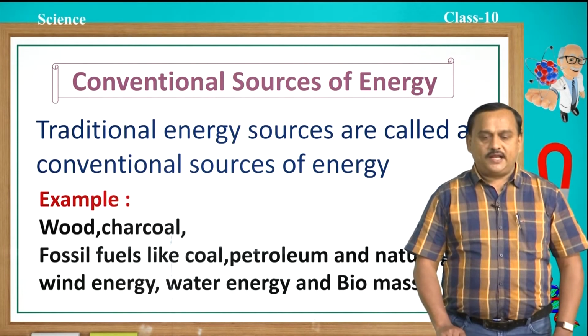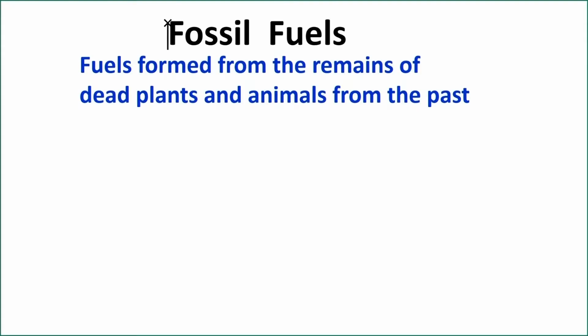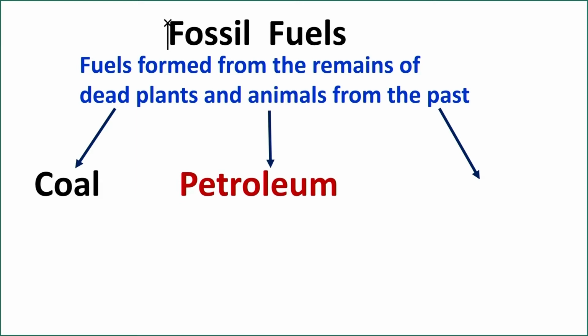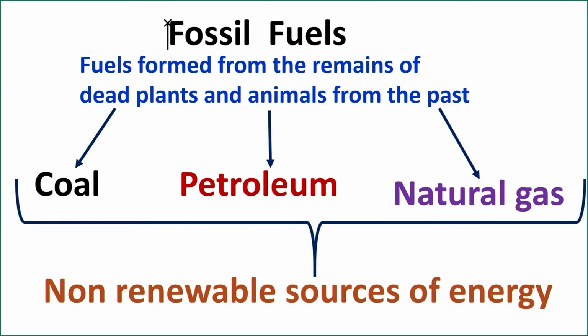Let us try to understand the formation and the usage of fossil fuels in detail. Fossil fuels. What do you mean by fossil fuels? The fuels formed from the remains of dead plants and animals from the past are known as fossil fuels. There are three main fossil fuels: one is coal, another one is petroleum, and the next one is natural gas. All of them are non-renewable sources of energy. That means, once they are used, they get exhausted, they get depleted, and they cause pollution also.